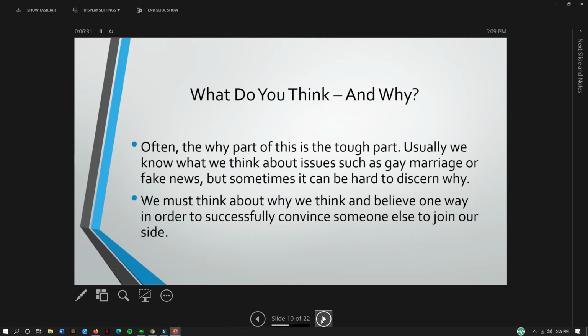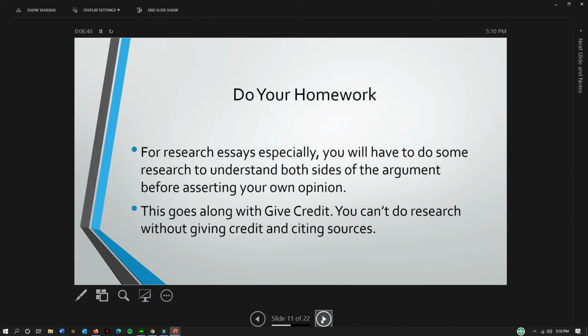You can't just be like, well, this is what my mom and dad think, or this is what my husband thinks, or my wife thinks, or my sister, or my grandpa, or my great Aunt Sue, whatever. You can't do that. You have to have a reason that you think this way. And do your homework. For research essays especially, you're going to have to do some research to understand both sides of the argument.